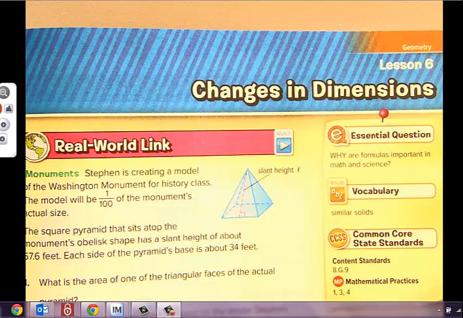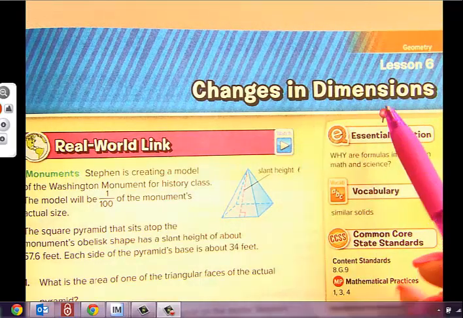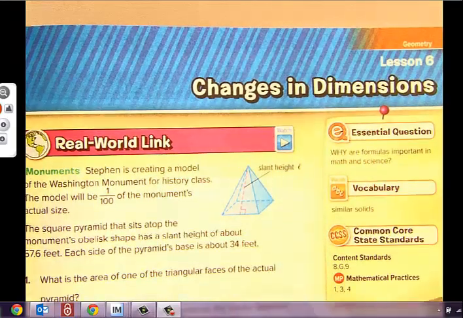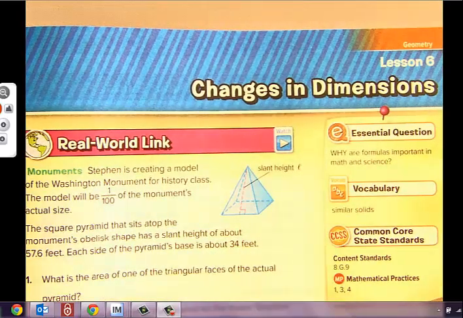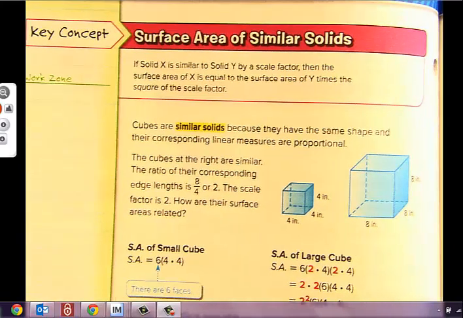Guys, we are ready for our next section in chapter 8. Now we're talking about changes in dimensions. This is on page 641. I'm going to skip this first page because it's not really relevant to what we need to talk about, and go right over to page 642.